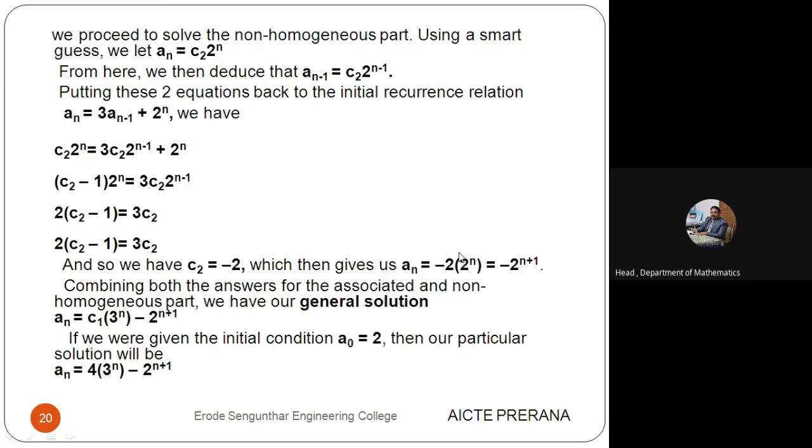Therefore, we take the solution of the form a_n equal to one constant, which may be anything, c1, c2 up to ck, into 2 power n. Suppose this 2 is a root of our problem, then we take the solution of the form n into c2 into 2 power n. If this 2 is a double root of our problem, then we take n square into c2 into 2 power n.